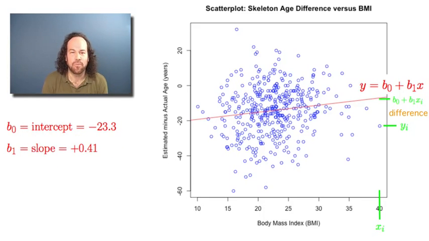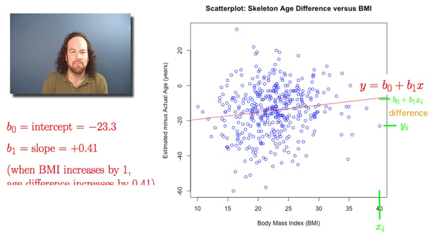So how can we interpret these values? Well, 0.41 as a slope is saying that when the BMI increases by 1, then this age difference increases by 0.41. So it's a measure of how much the age difference increases when the BMI increases. Similarly, if the BMI were to decrease by 1, then the age difference would decrease by 0.41. So that explains the slope.